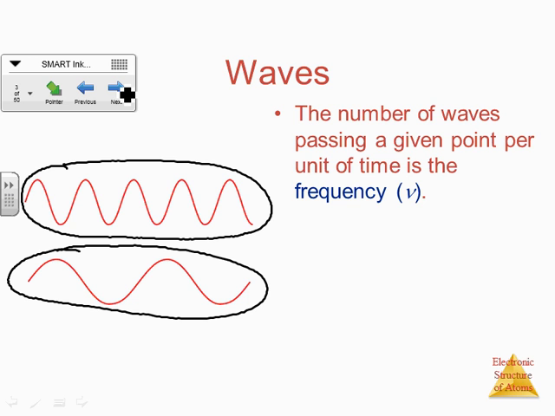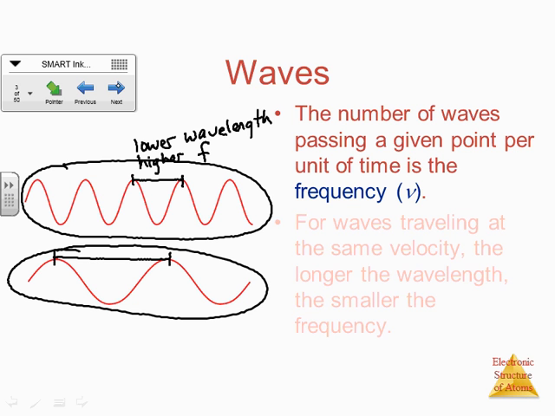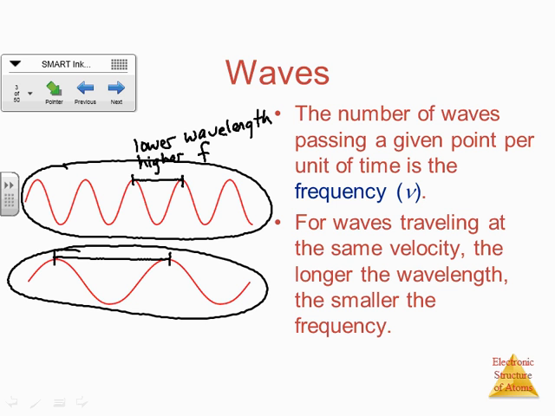And so these up here, if you measure their wavelength, it's going to be shorter, but they're going to have a higher frequency. Lower wavelength, higher frequency. And then down here, they've got a longer wavelength, but there's going to be less of these passing you at any given time, so it's exactly the opposite. These have a longer wavelength, and they have a lower frequency. And that's for waves traveling at the same speed.